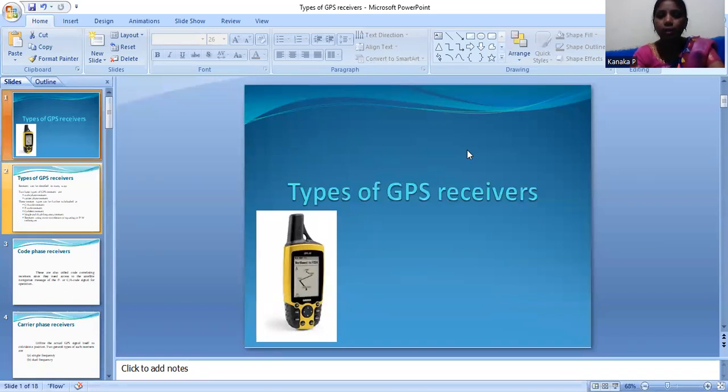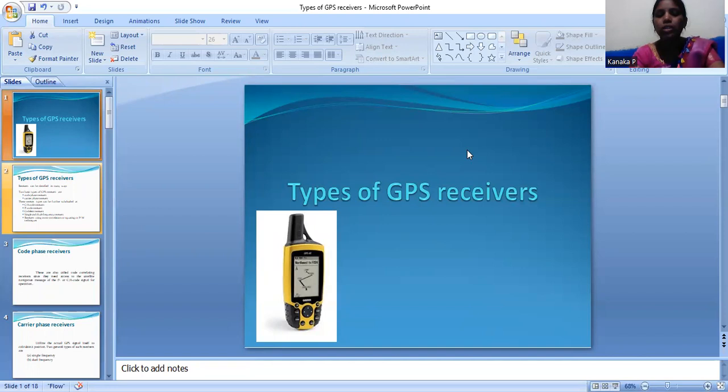So GPS may be related to certain coordinate systems such as: first, point position; second, relative position; third, static position; and next, dynamic position. The point position means GPS is related to a well-defined coordinate system. So that is called a point position. Next one is relative position. It uses some other point as the origin of a local coordinate system.